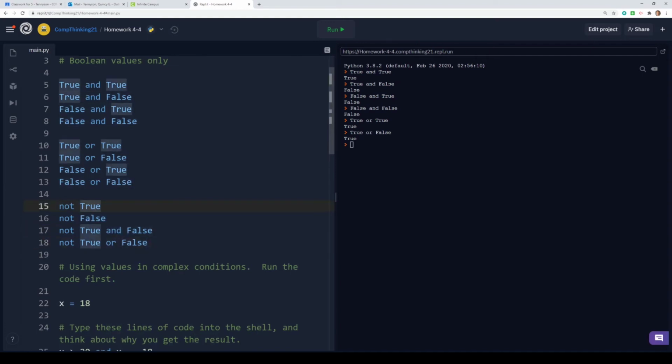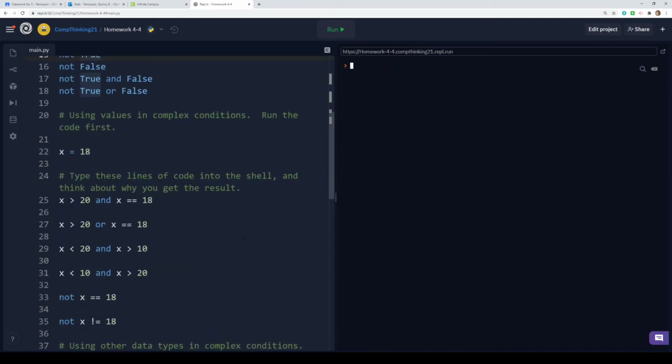So not true, that's false. Not true and true, that's going to be false as well because true and true make true. And then we put not on there, that turns it into false. Or we could say not false and true, that's going to be true.